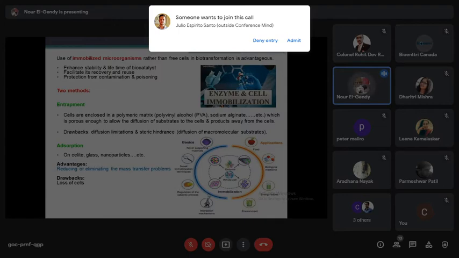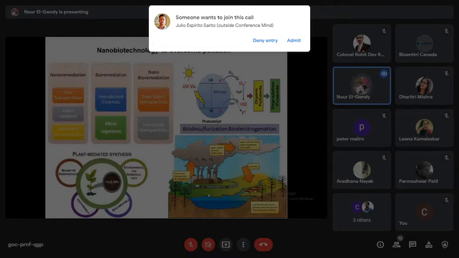The other is absorption or coating of microorganisms by nanomaterials, which solves this problem of entrapment and reduces or eliminates the mass transfer problem, but its only drawback is the loss of cells. So now comes what's called nanobiotechnology to overcome the problem of pollution by way of nanoremediation, bioremediation, and nanobioremediation. Bioremediation is by immobilizing enzymes or microorganisms; nanobioremediation is by applying zero valent iron nanoparticles or iron oxide nanoparticles to enhance the rate of bioremediation. It also can be applied to enhance the rate of bio-upgrading of petroleum distillates in the process of biodesulfurization and biodenitrogenation.